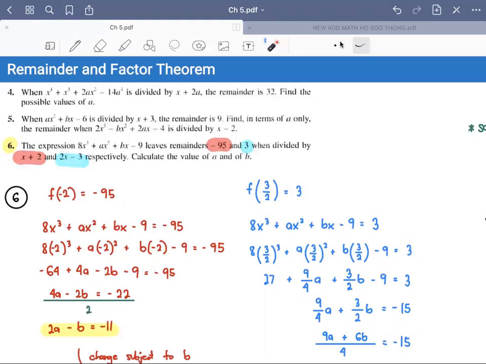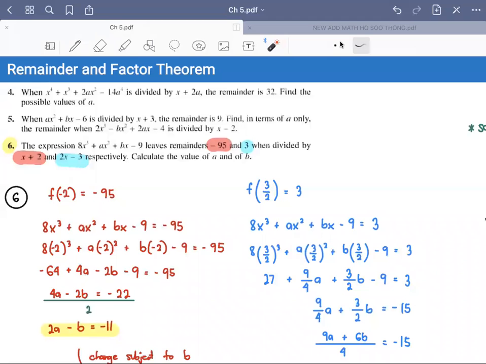Again, equals 95. This is your remainder. Okay. And then simplifying this, you'll get this line right here. You have minus 64 plus 4a minus 2b minus 9 equals minus 95. So simplifying this, class, I'll get 4a minus 2b equals negative 22.